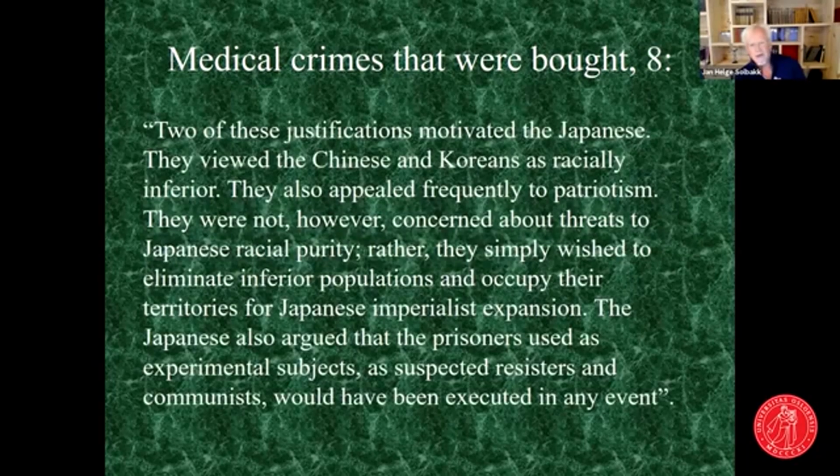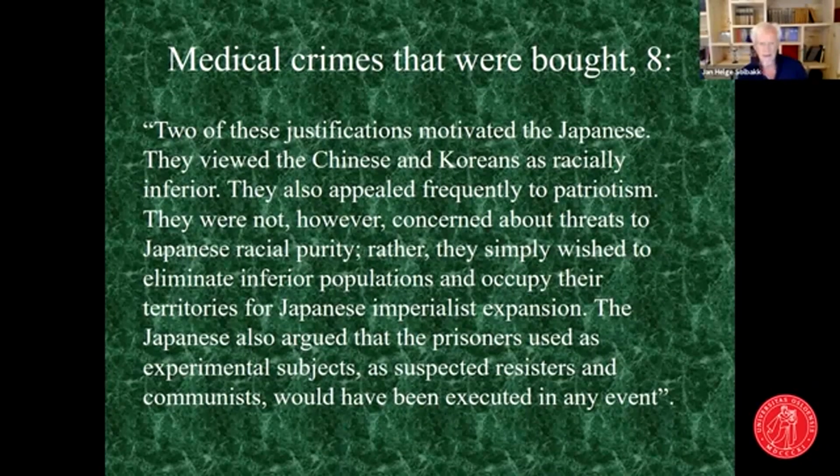Two of these justifications motivated the Japanese. They viewed the Chinese and Koreans as racially inferior. They also appealed frequently to patriotism. They were not, however, concerned about threats to Japanese racial purity. Rather, they simply wished to eliminate inferior populations and occupy their territories for Japanese imperialist expansion. The Japanese also argued that the prisoners used as experimental subjects, as suspected resistors and communists, would have been executed in any event.